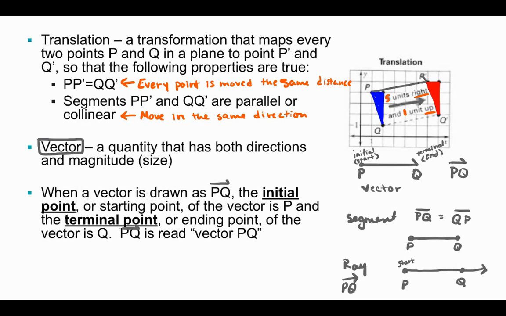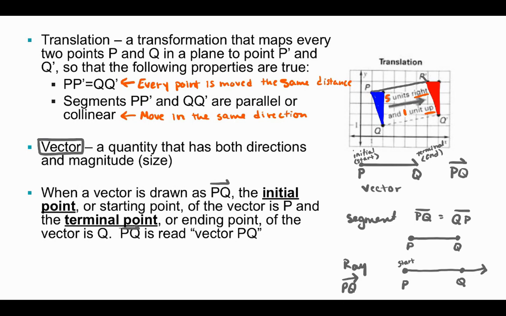definitions. So the definition says that a translation is a transformation that maps every 2 points P and Q in a plane, 2 points P prime and Q prime, so that the following properties are true. The length of P prime is equal to the length of Q prime, and segment P prime and segment Q prime are parallel or collinear.